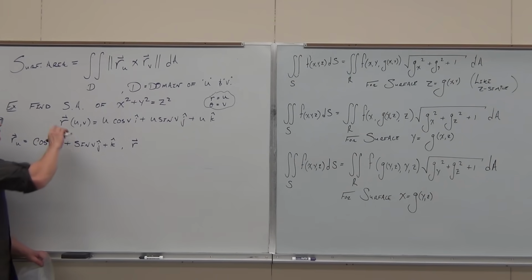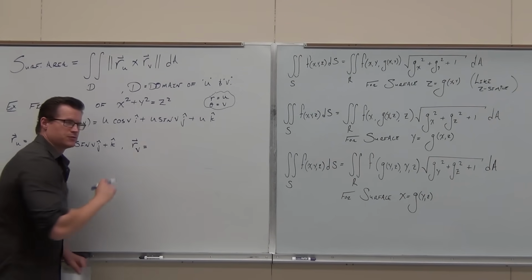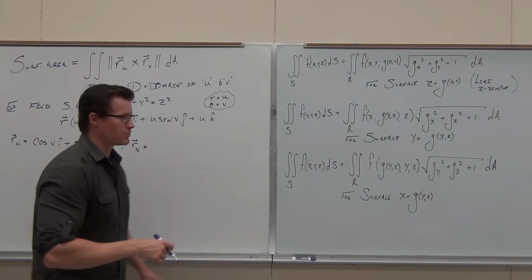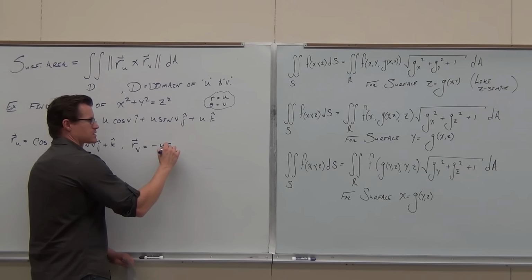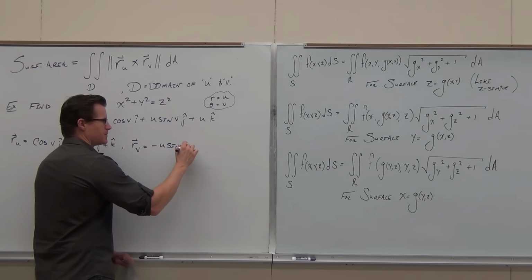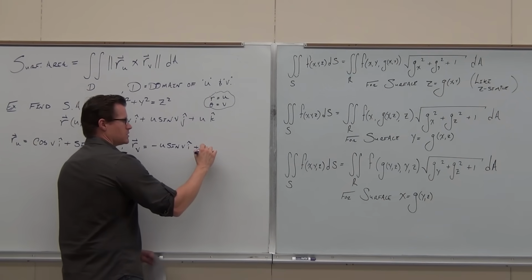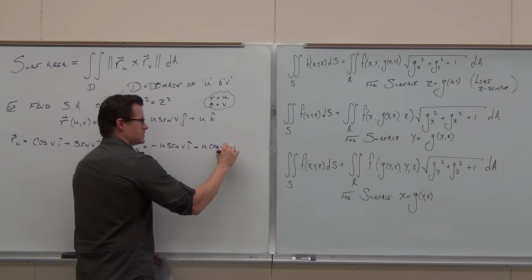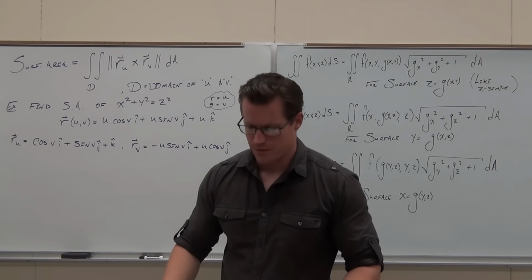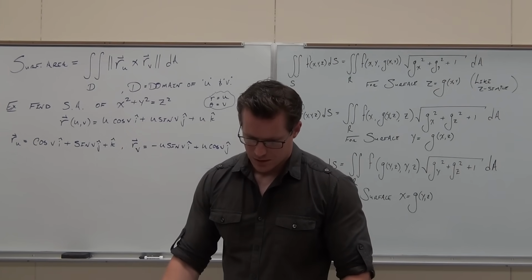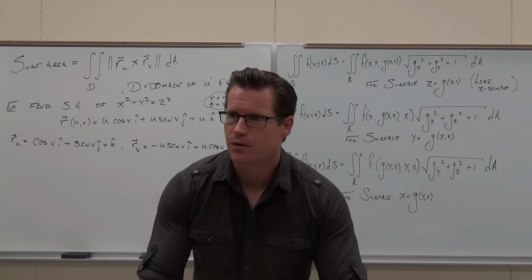Can you find the partial derivative of this with respect to v? Can you do that? A little bit more complicated because you got some trig function up there, but we should get negative u sine v i plus u cosine v j. And that's it. There should be no k because there's no v component of that. Head nod if you're okay with that one.